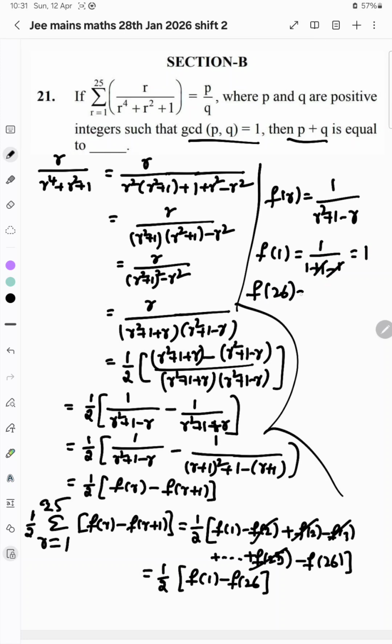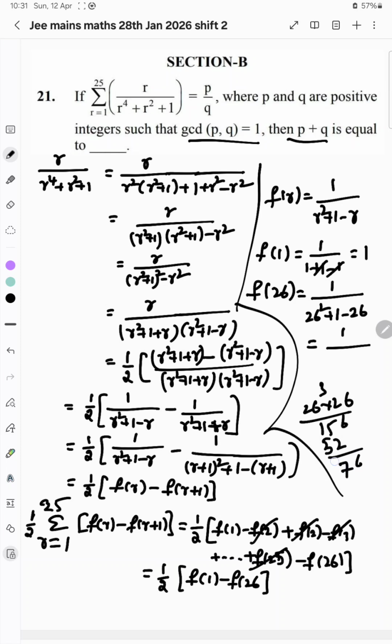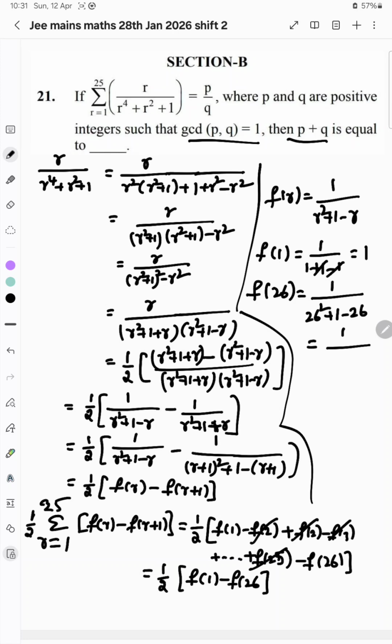F of 26 is what? 1 by 26 square plus 1 minus 26, right? So 26 square we have to calculate. 26 into 26: 6 6s are 36, 6 2s are 12 plus 3 is 15, 26 2s are 52, 676, right? That 676 minus 26 minus 25, do it. What happened now? 6 minus 5 is 1, 7 minus 2 is 5, and 6, so 651 we will get as the denominator.